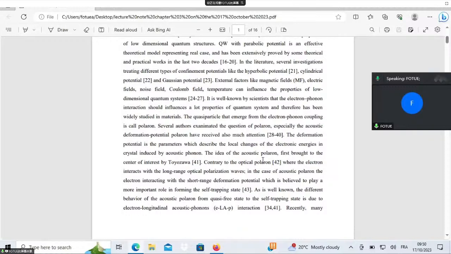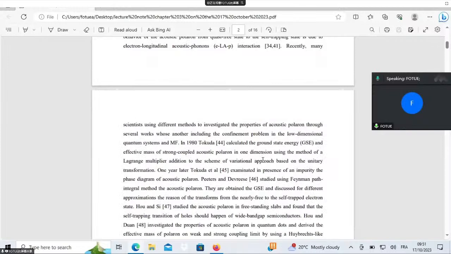So we see, for example, that if we consider a situation where we are not taking into consideration the interaction between the acoustic phonon and the electron, we will see a big difference compared to the one that is free. So if the electron is not interacting with the acoustic phonon, this behavior will be very different from the other behavior. That's why many scientists are focused on this, to investigate the new property brought by the interaction between the electron and the acoustic phonon.